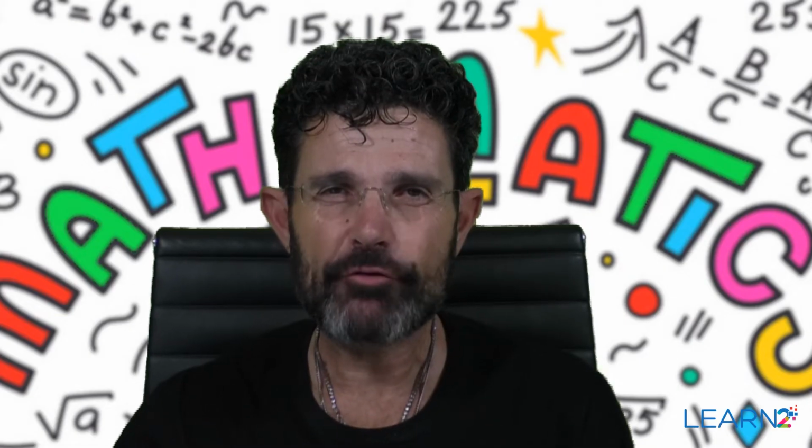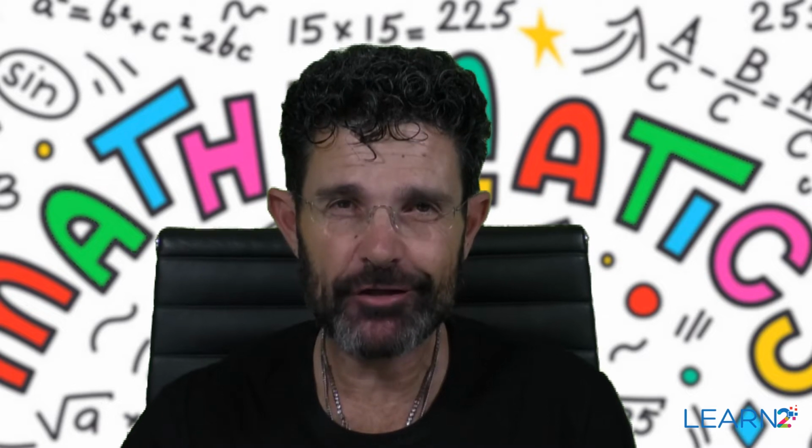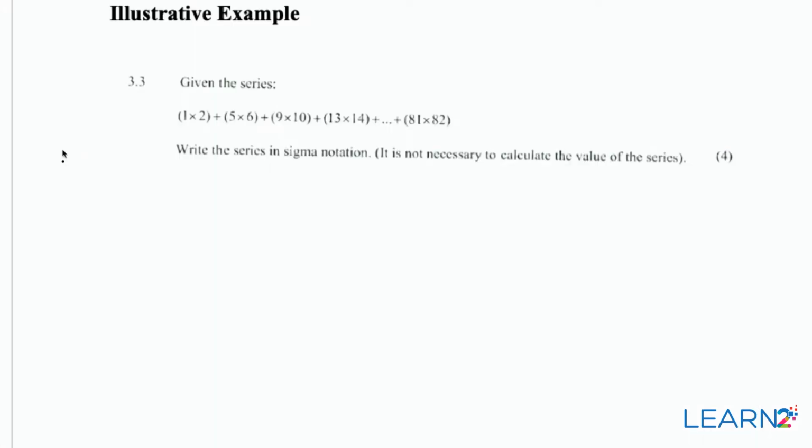Let's take a look now at a really interesting exam question on sequences. So this question says we're given the sequence 1 times 2 plus 5 times 6 plus 9 times 10, etc., all the way to 81 times 82. So that's going to be your last term or your Tn. But what's interesting here is 1 times 2, if you work that out, is 2.